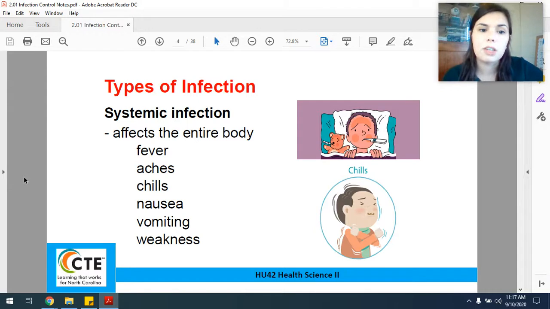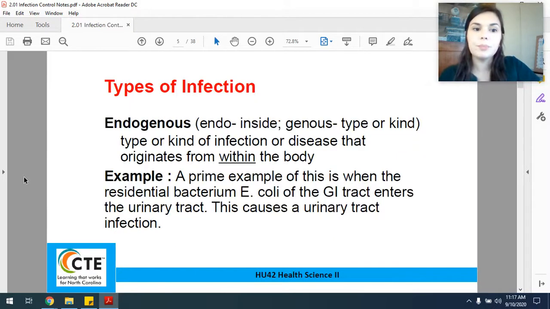Next, we have systemic infections, and systemic infections affect the entire body. This is when an infection has progressed beyond the point of just one area of the body and has entered the bloodstream or the bone marrow and is now spread throughout the entire body, causing a full body reaction. Systemic infections can include things like fever, aches, chills, nausea, vomiting, and weakness. So think of the flu. When you get the flu, that is a virus that has invaded the body and has affected your entire being. That is an example of the systemic infection.